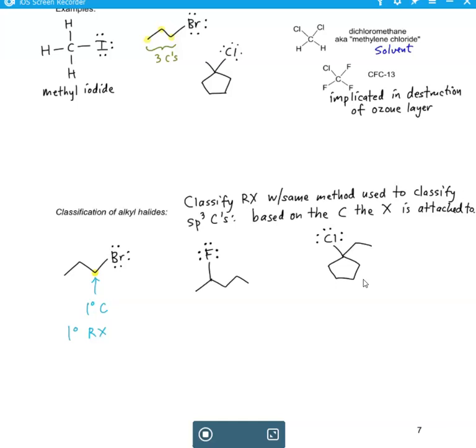is just fine. In the second example, the carbon that has the fluorine on it is attached to 2 carbons. That makes it a secondary carbon, and so this is a secondary alkyl halide. And then finally, in the last example, the chlorine is attached to a carbon that's directly attached to 3 other carbons. Here they are, 1, 2, 3. That makes it a tertiary carbon. And because the chlorine is attached to a tertiary carbon, this structure is a tertiary alkyl halide.